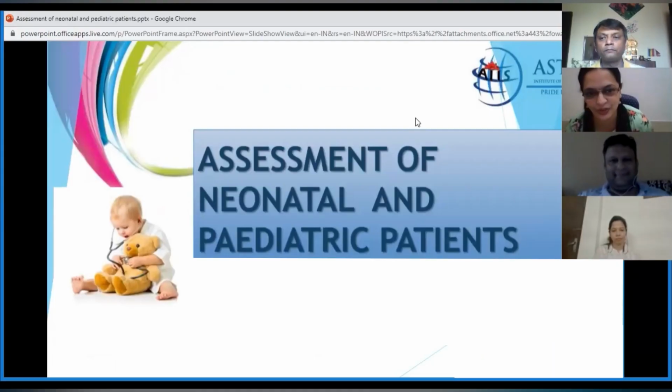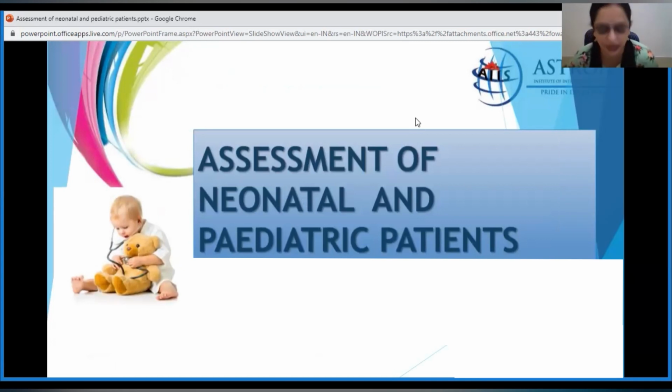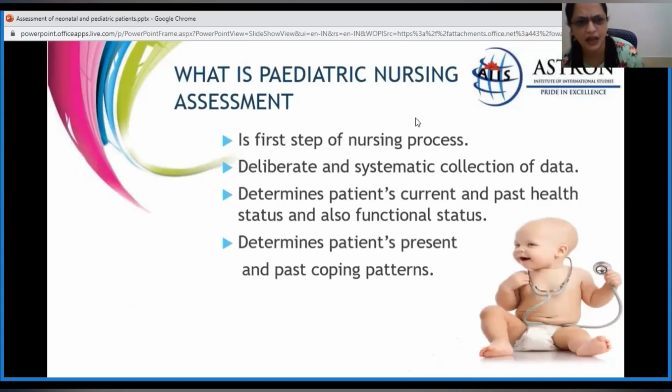Okay, so we will start with the assessment of neonate and pediatric patients. First of all, I want to tell you that assessment is a key component of nursing practice. You all are aware of this. Assessment is the first step of the nursing process. Patient assessment is the foundation of any plan of care.